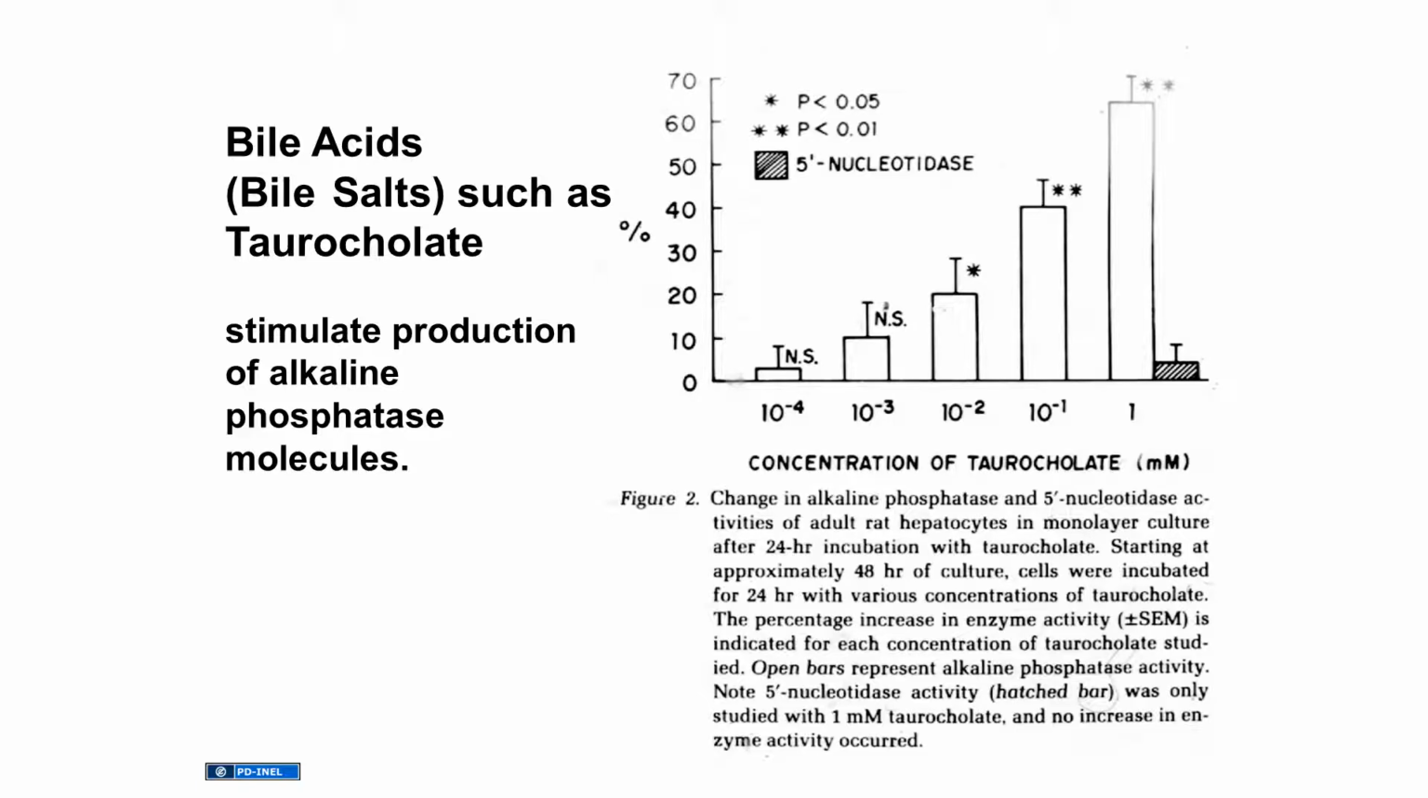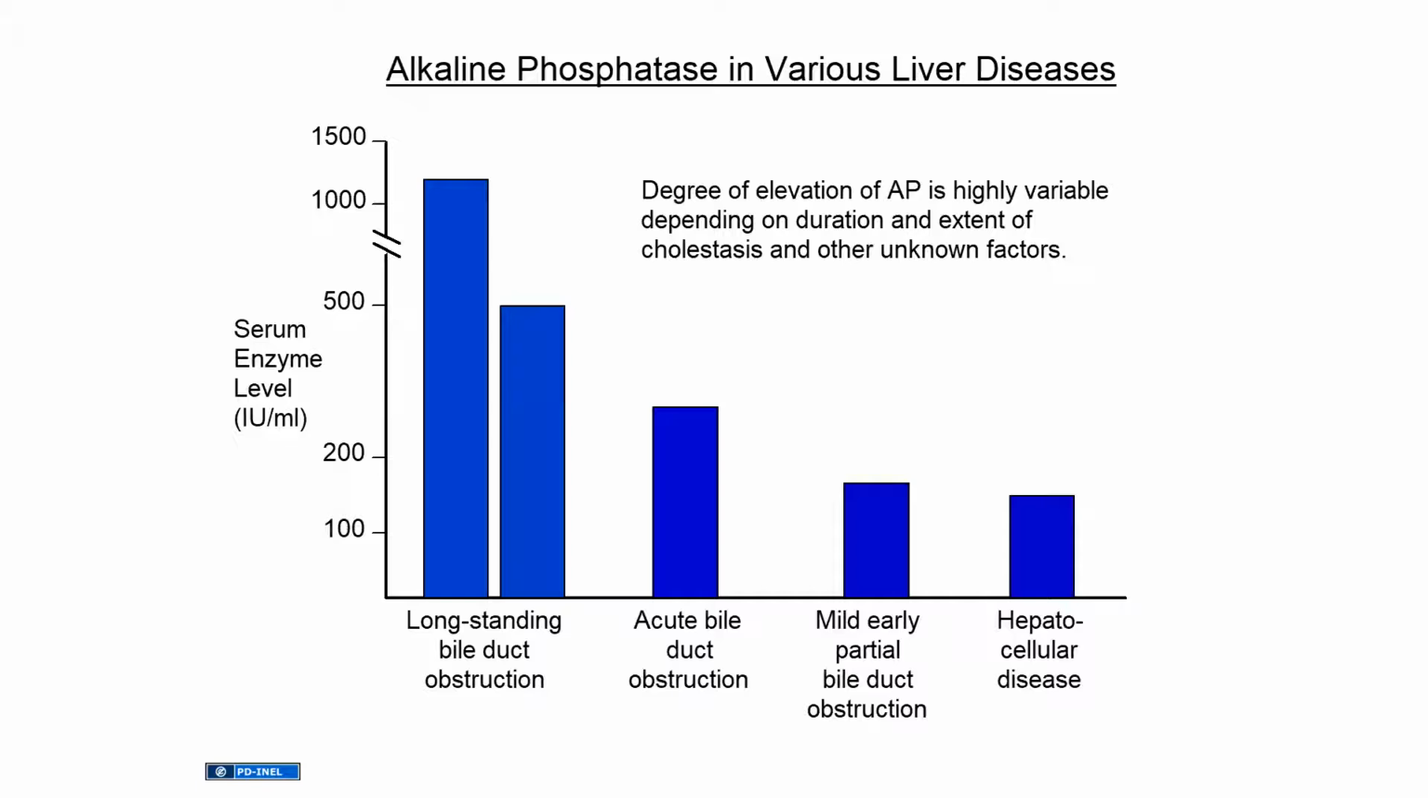The change in the alkaline phosphatase and 5' nucleotidase activities of adult rat hepatocytes in monolayer culture after 24-hour incubation with taurocholate is shown in this figure. So the more concentrated your bile salt is, the higher the production of alkaline phosphatase molecules. Also, your alkaline phos is implicated in various liver diseases.